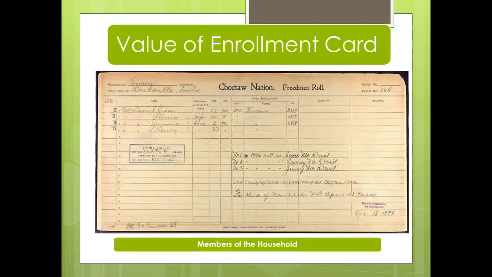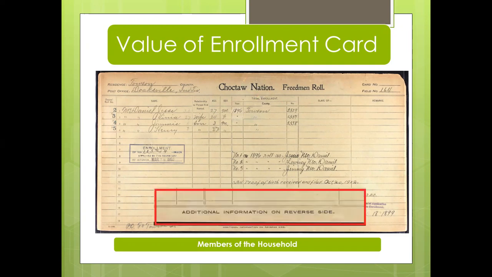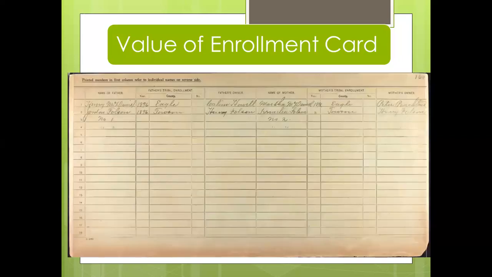So the value of the enrollment card, that's where you get more information about the family or the members of that household. We see Jesse McDaniel, we see his wife, Vinia, and we see their 2 sons, Jimmy and Henry. And in the very bottom, in the center of the card, you see some words that are written. As we zoom in and take a look, it says additional information on the reverse side of the card. We're looking at the reverse side.